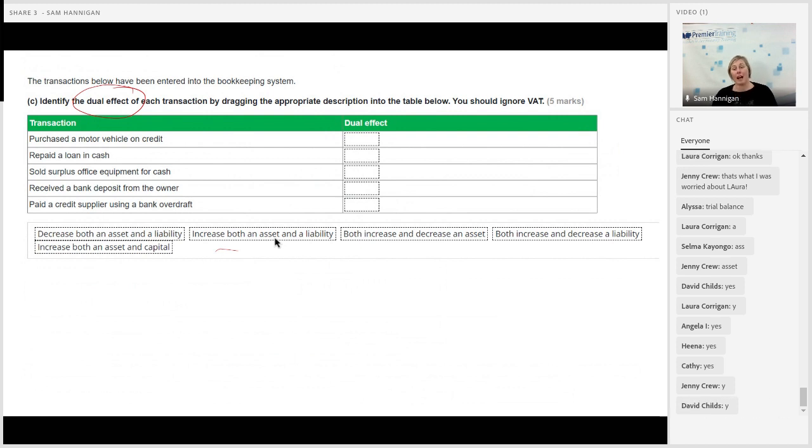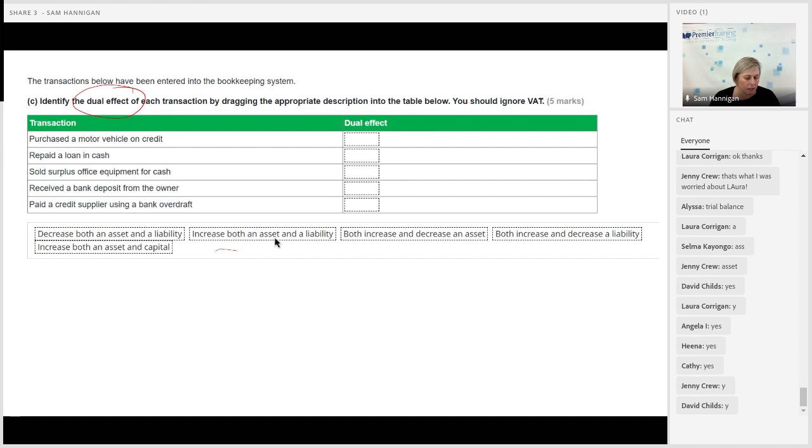Okay? So cash has increased because we've sold some, but what's happened is our office equipment has got to have decreased because we've got rid of stuff. Okay? So we've got a decrease in office equipment and an increase in cash, and they're both assets. So we've got a decrease and an increase in asset. Okay. Received a bank deposit from owner. So the bank account has gone up as an asset account, but also capital has gone up because we owe the owner the credit. So both asset and capital have both increased.